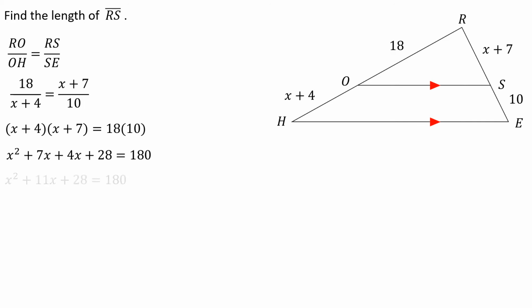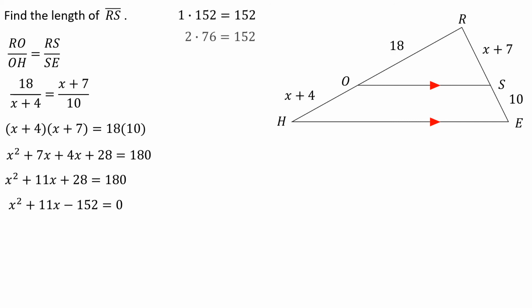Let's combine like terms. 7x plus 4x is 11x. And let's get this set equal to 0. So I have to subtract 180 from each side of the equation. X squared plus 11x minus 152 equals 0. Two sets of parentheses. All right. And I have to figure out, well, what's going to multiply to be 152? I actually only have 4 choices. Do any of those choices have a difference of 11?